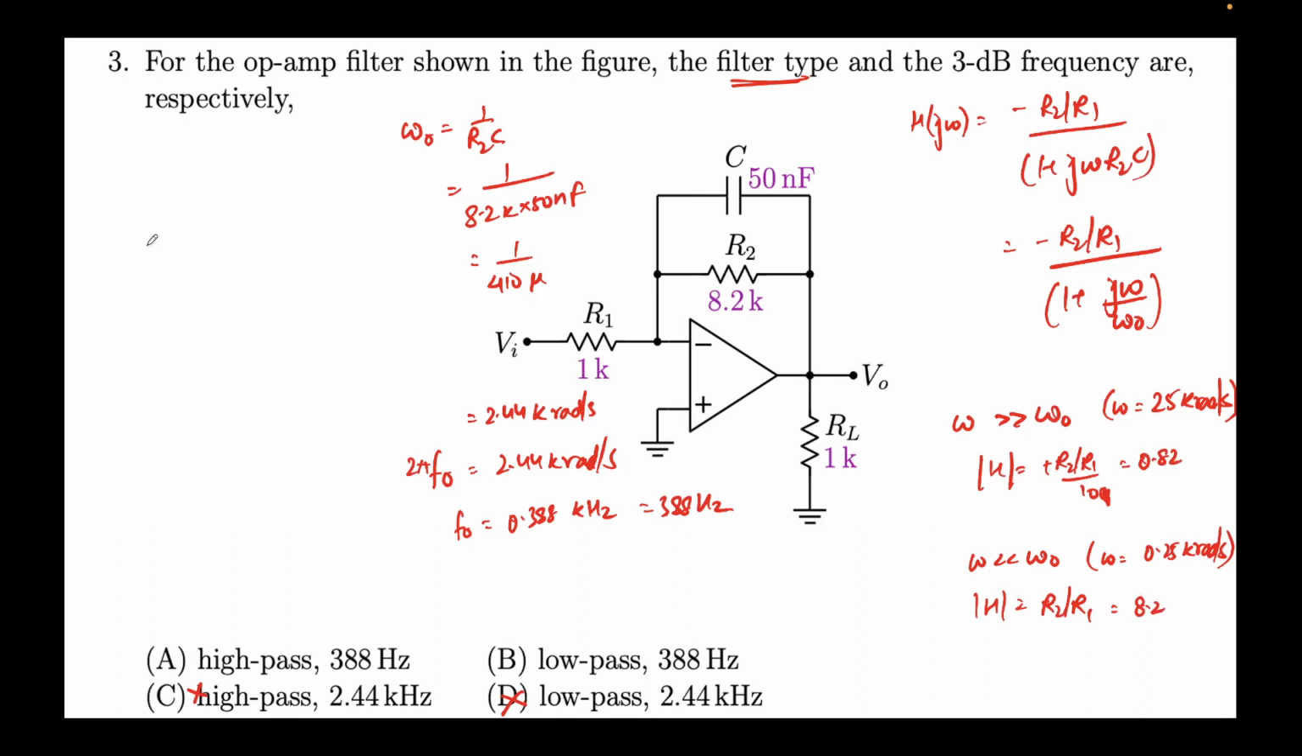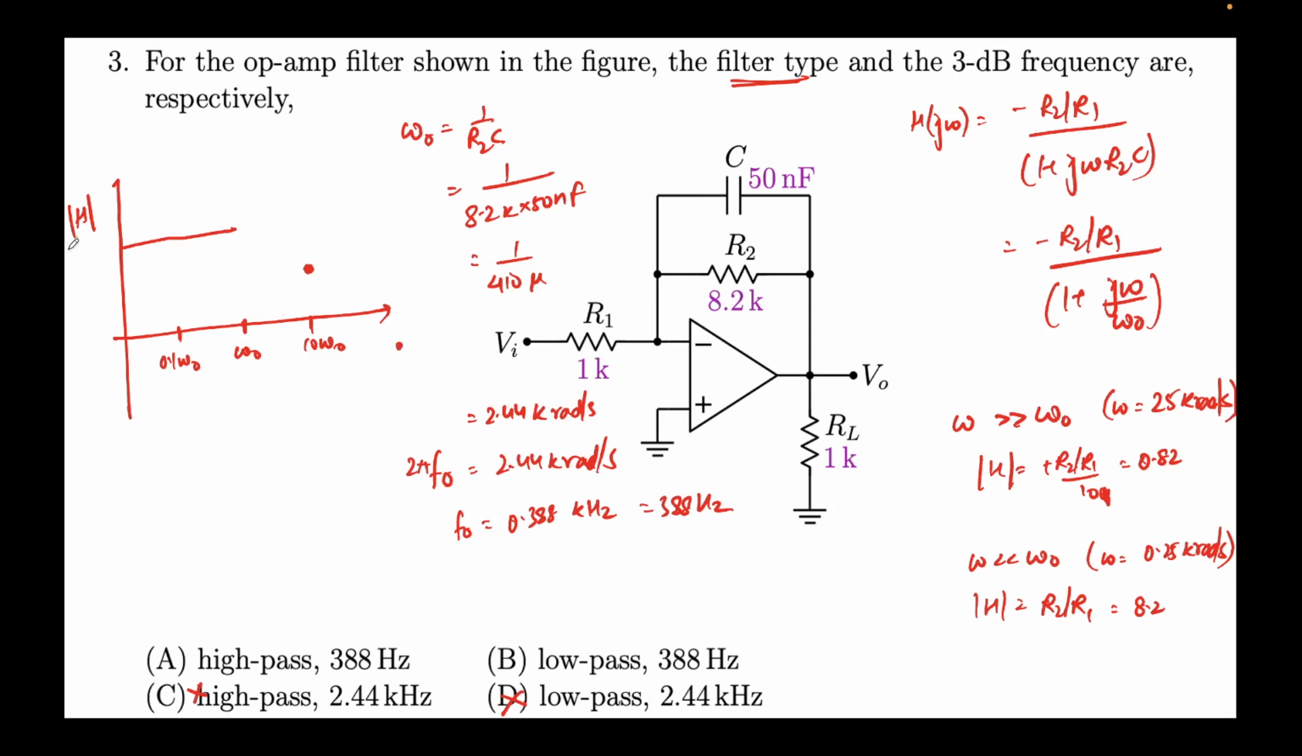Let's draw it in this fashion. This value is omega naught, this value is 0.1 omega naught, and let's say this value is 10 omega naught. For omega less than omega naught, it remains constant at 8.2. So this is mod H. It remains constant at 8.2, something like this. Only after omega crosses to higher values does it become 0.82, so it's somewhere here. If I provide, say, 250 kilo radians per second, it will be even lower, something here.